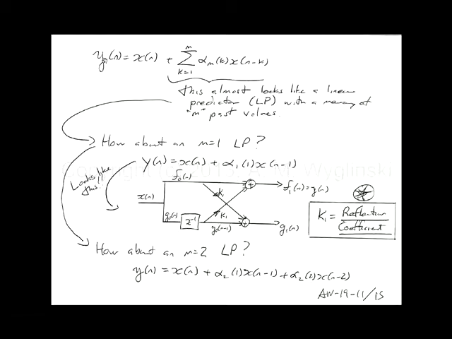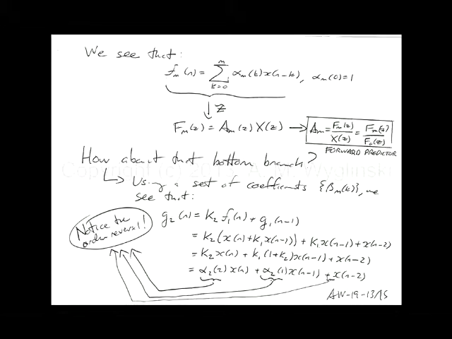This guy here. So it almost looks like we're trying to predict y of n given all these past values, so n minus 1, n minus 2, all the way to n minus m. And then here's our current value. And from those past values and the current value, we're trying to find out y of n. So that's why we call this guy the forward predictor.